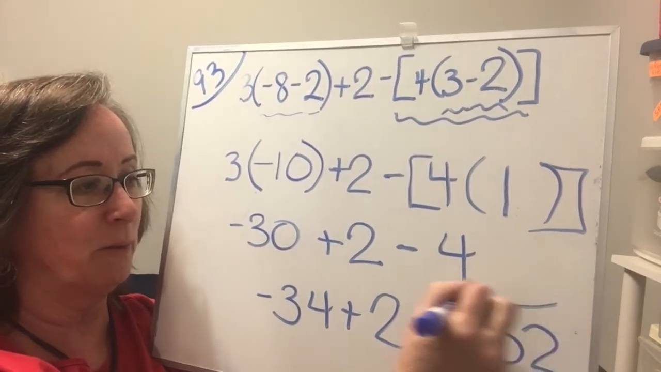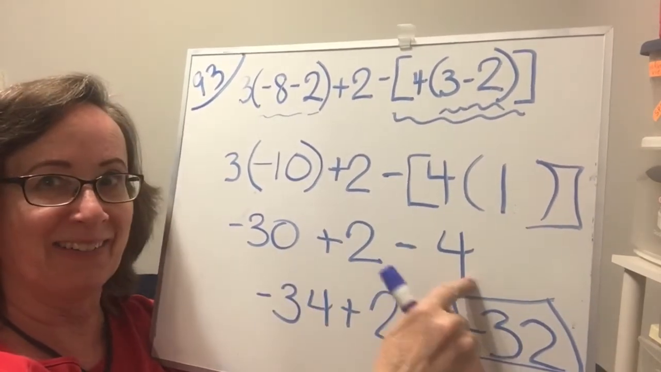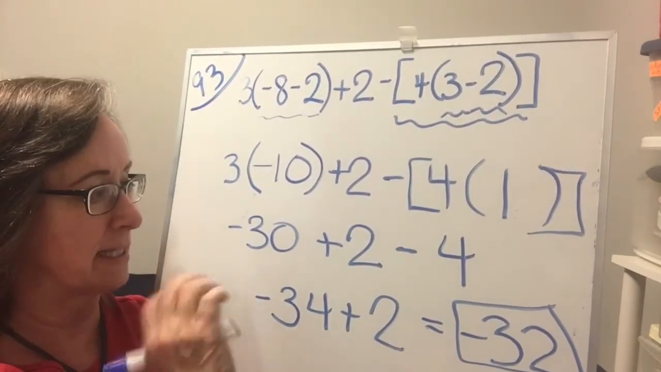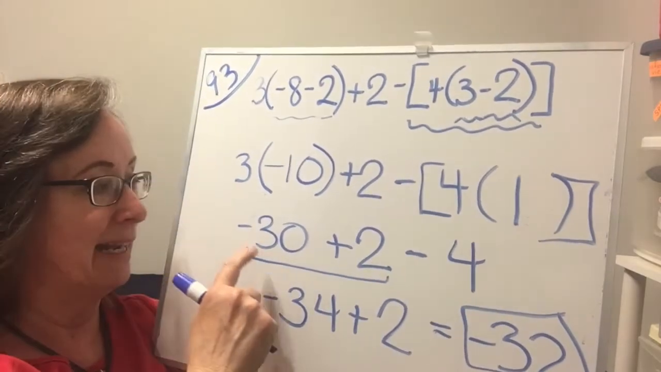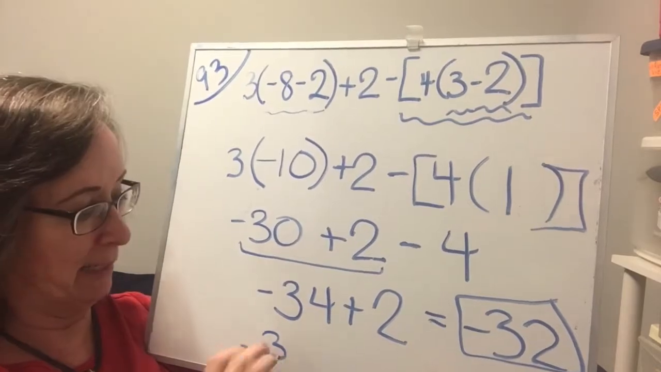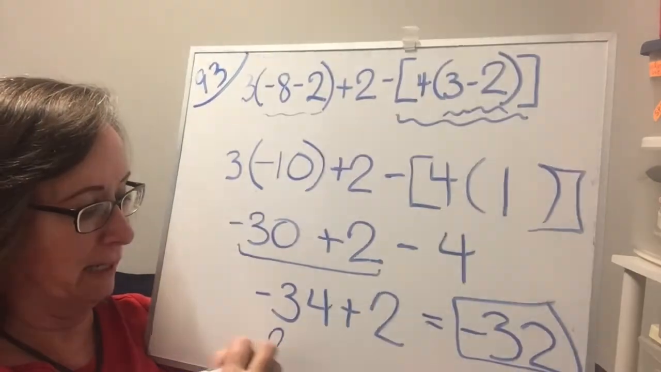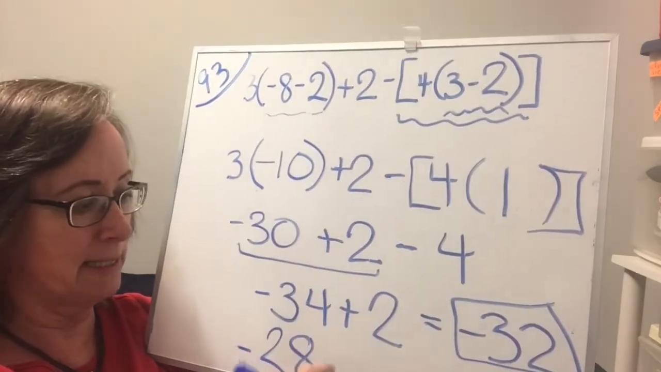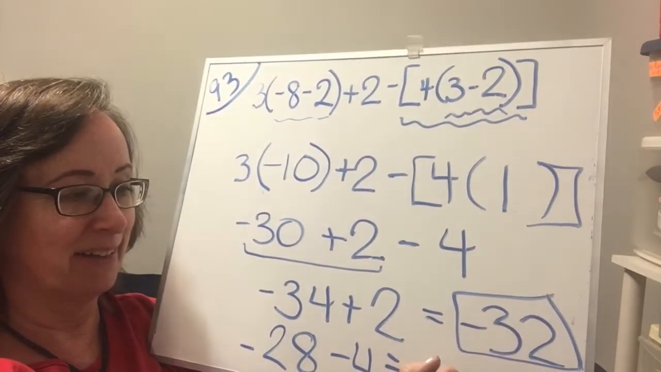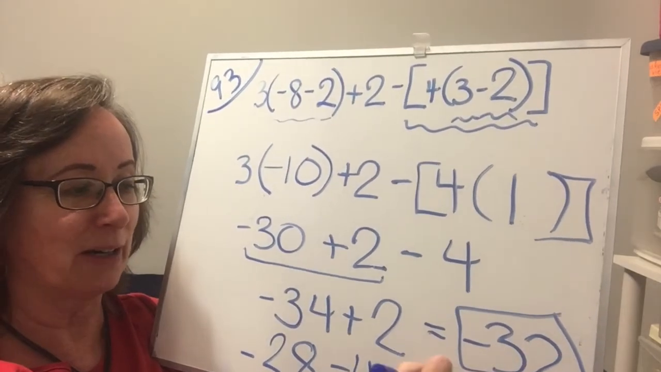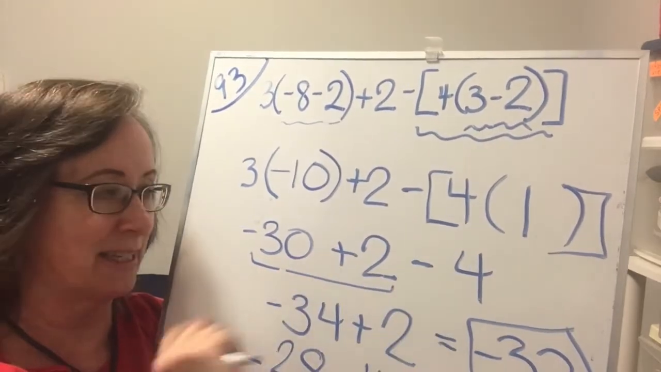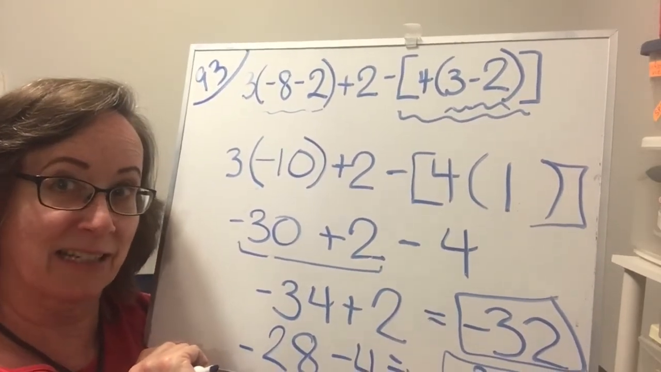Now let me show you that even though I changed the order and I did the minus first, it didn't make any difference. Let's do these two first. Negative 30 plus a positive 2 is a negative 28, excuse me, negative 28 minus the 4. And what do I get? Negative 32 again. So it did not matter that I decided to do the negatives together first. That's just kind of a fast trick.